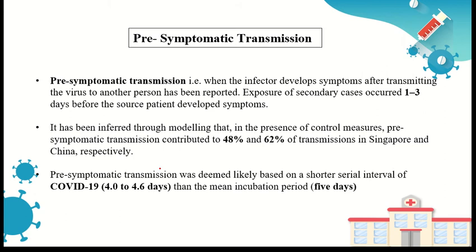Pre-symptomatic transmission. What is pre-symptomatic transmission? So pre-symptomatic transmission is when an infected person develops symptoms after transmitting the virus to another person. It means that exposure of secondary cases occurred 1 to 3 days before the source patient developed symptoms. It has been inferred through modeling that in the presence of control measures, pre-symptomatic transmission contributed to 48% and 62% of transmission in Singapore and China respectively. Pre-symptomatic transmission was deemed likely based on a shorter serial interval of COVID-19 than the mean incubation period, which was 5 days.